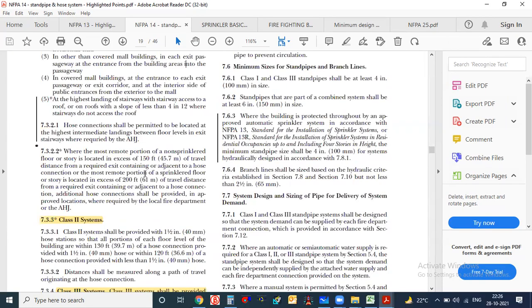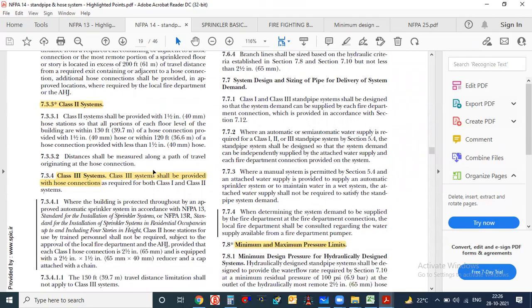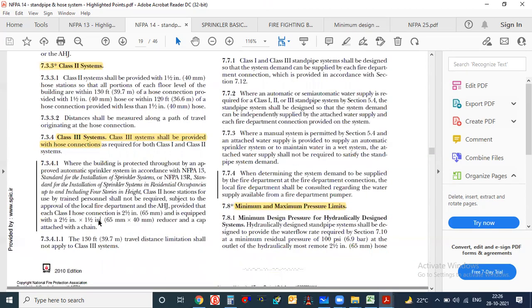And the class 2 system shall be provided with 40 mm hose so that all portions of each floor are within 130 feet. See, 39.7 meter is given. So it means the maximum hose length you can go up to is 39.7 meter as per this point. So you can go up to 40 meter also. This is one point given. For the class 3 system, they have given some points also, and the same 39.7 meter.